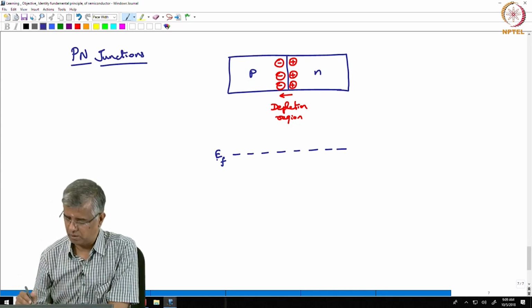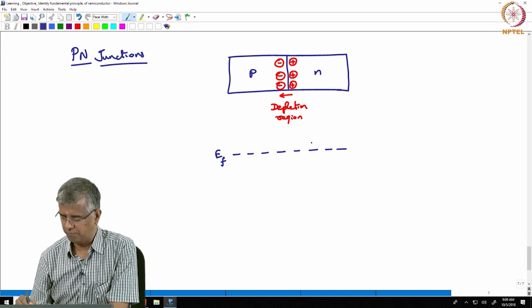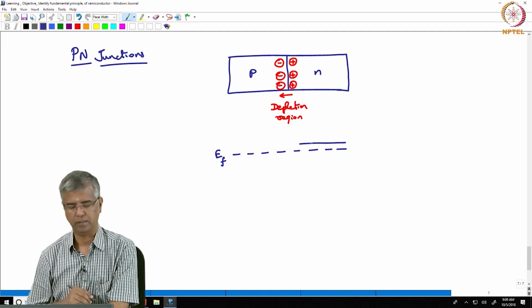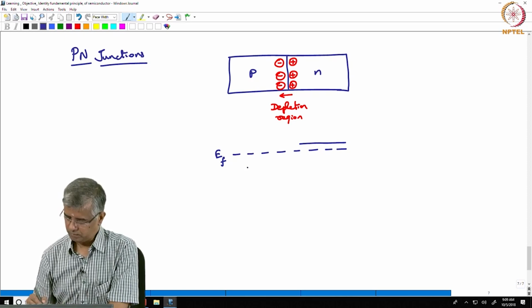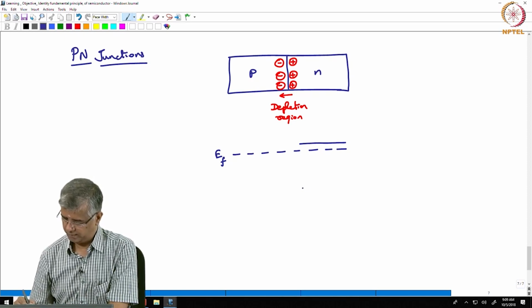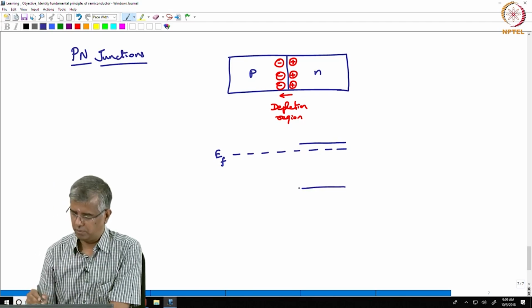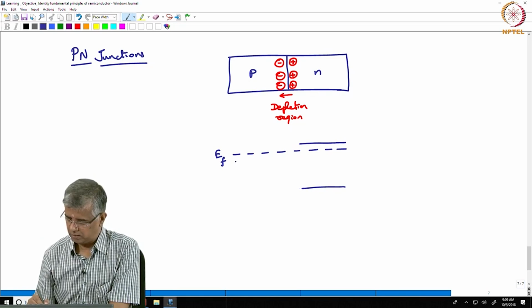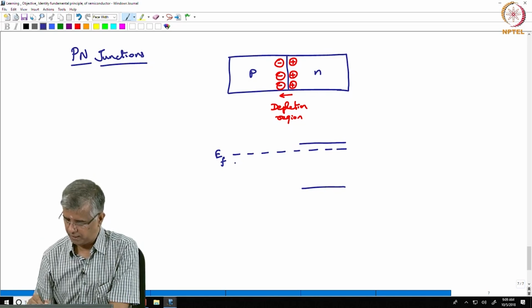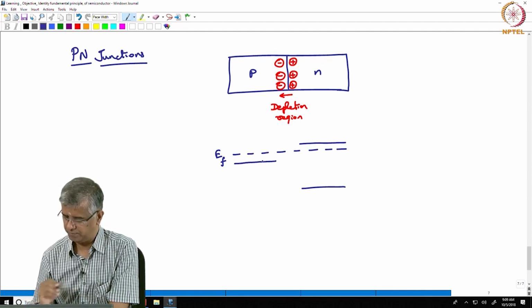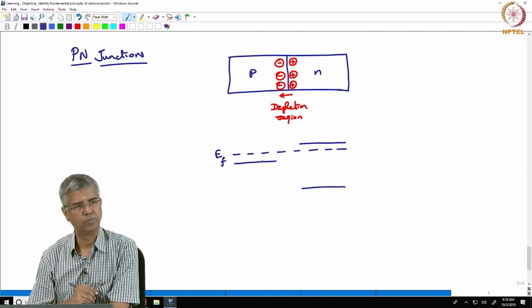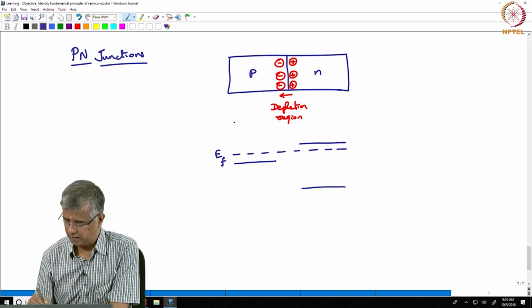So let us look at this in a little more detail. First of all, if we say on the n side the Fermi energy is over here, we know that the conduction band cannot be very far from that point. So the conduction band on the n side is going to be like this, and then you can say the valence band is somewhere over here, right. And similarly, if your Fermi energy is like this on the p side, the valence band has to be close to that Fermi energy, and the conduction band is somewhere over there.